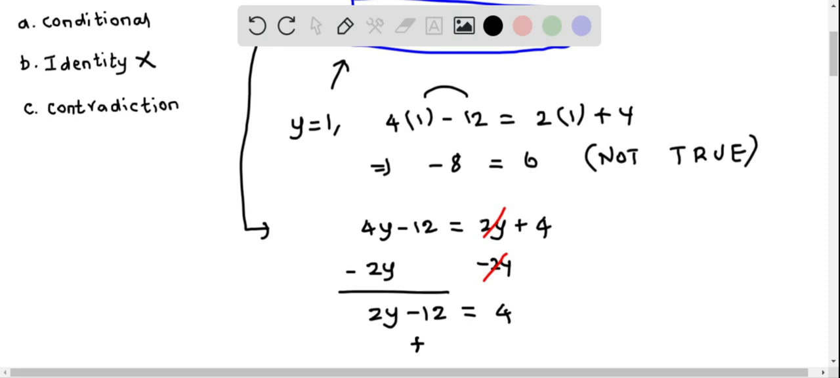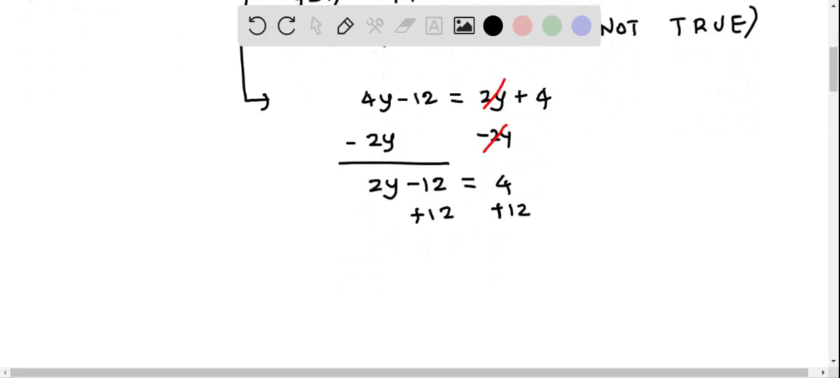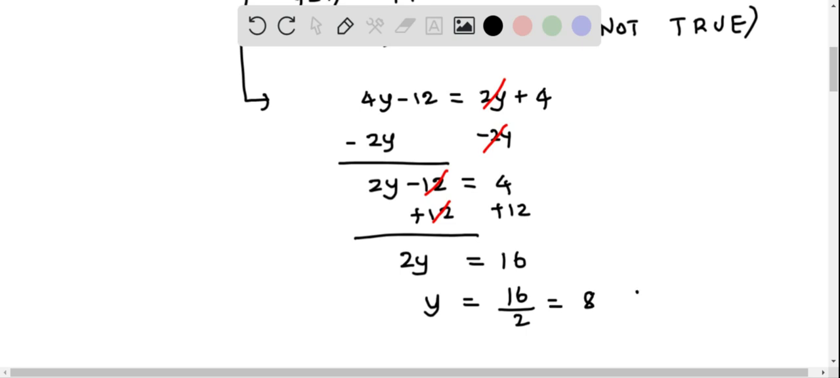Now let me add 12 to both sides. So this negative 12 and positive 12, they get cancelled. And on the left side, I have 2y. On the right side, 4 plus 12 is 16. So we solve for y by dividing both sides by 2. That is 16 over 2, and this equals y. So we get the value of y equals 8.